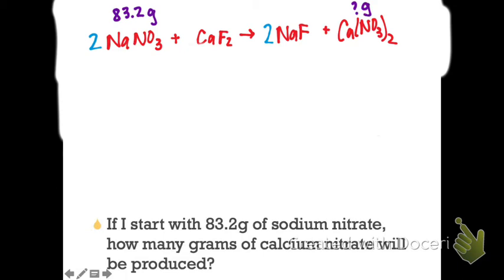All right, so I'm going to do a stoichiometry problem. Remind me, how do I go from grams of one to grams of another? What's my middleman have to be? Has to be moles. So I'm going to go from grams of sodium nitrate to moles of sodium nitrate, then moles of calcium nitrate, then grams of calcium nitrate. So let's go ahead and get that written out.